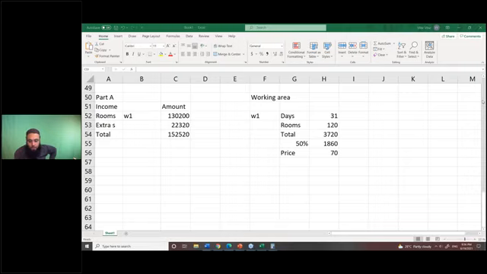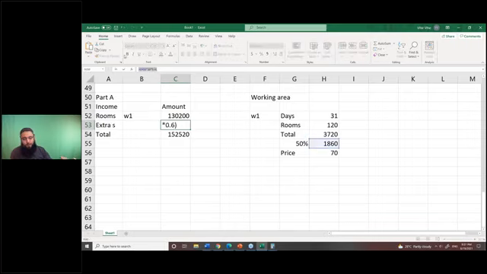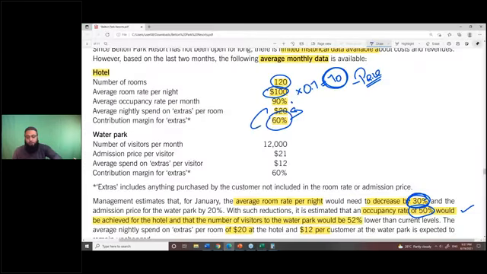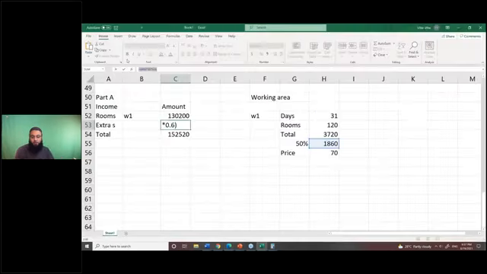Okay, cell C53, right. No need to color. See, this is the cell. 1860 is the occupancy, into 20 is the price that you are charging for the extras, and 60% is your contribution. So the variable costs of this you are deducting. So this is what you have done here.